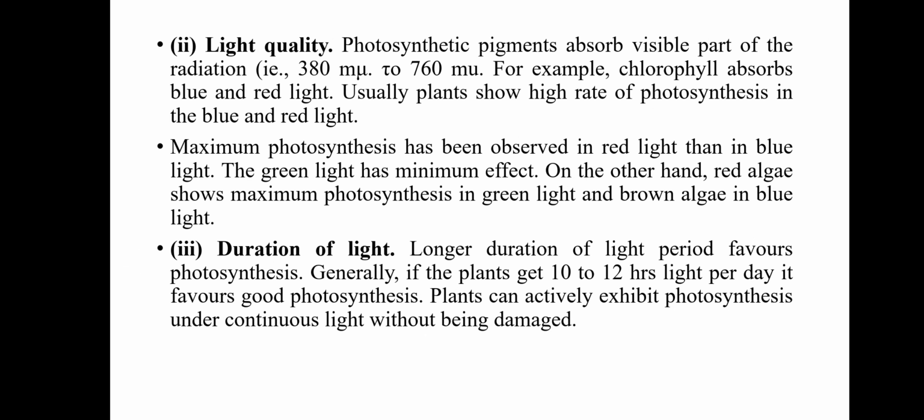Then light quality. Photosynthetic pigments absorb the visible part of the radiation. For example, chlorophyll absorbs blue and red light. Usually plants show a high rate of photosynthesis in blue and red light and least photosynthesis in green light. Then duration of light: a longer duration of light period favors photosynthesis. Generally, if a plant gets 10 to 12 hours of light per day, it favors good photosynthesis. And generally it is the photoperiod that a plant requires to flower.